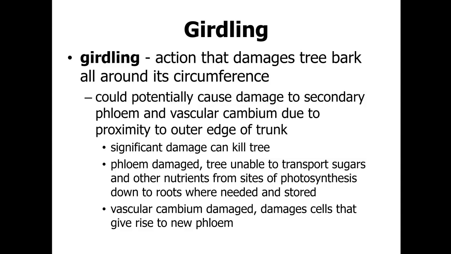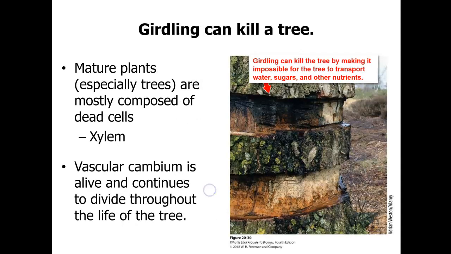When phloem damage occurs, the tree is going to be unable to transport its sugars and other nutrients from the sites of photosynthesis, so it's not going to be able to take them from the leaf down to other parts of the plant that are going to need those nutrients. Vascular cambium damage is going to damage the cells that give rise to new phloem. And so here's a picture of girdling.